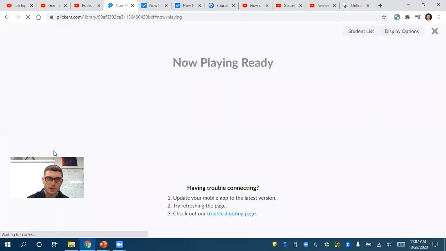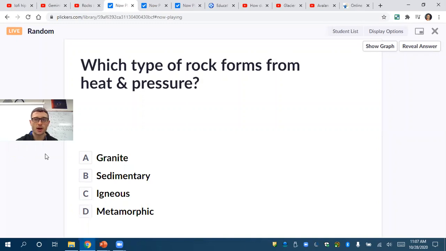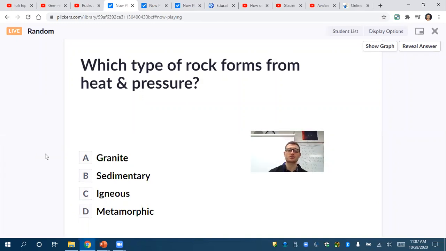All right, so here is our first question of the day, guys. Which type of rock forms from heat and pressure? Is it A, granite, B, sedimentary, C, igneous, or D, metamorphic?